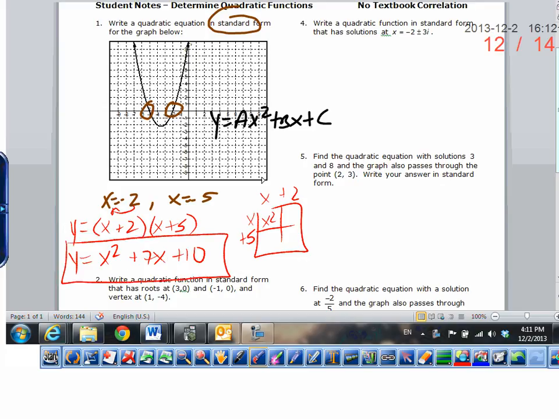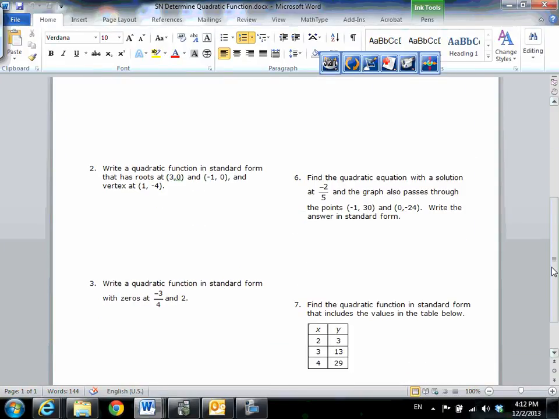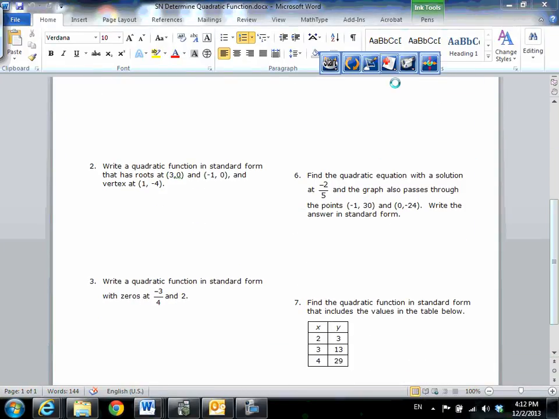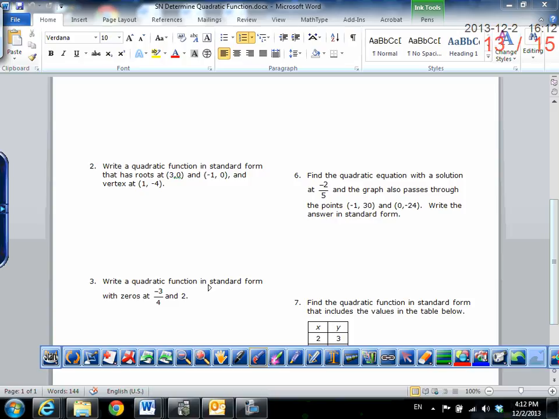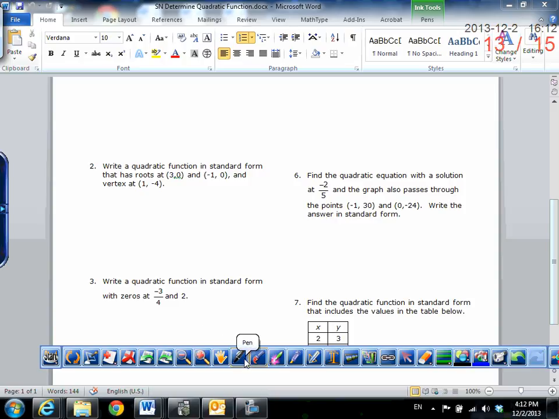Boom. Now, sometimes they may give us a little more information than we need, a little more, I guess, superfluous info, if I could use a big word there. Pretty sure I use that right. Who knows? So number two, the two things that we need are the roots. We don't really need the vertex.